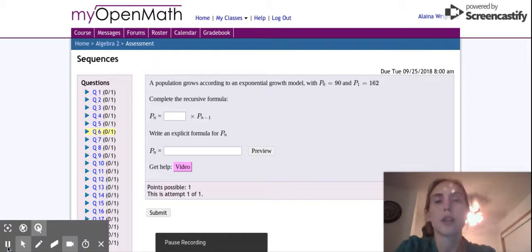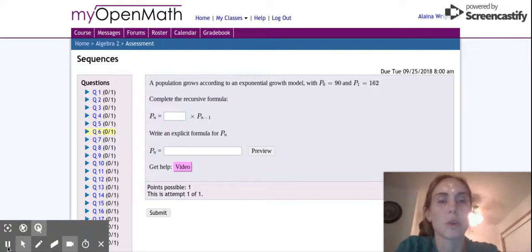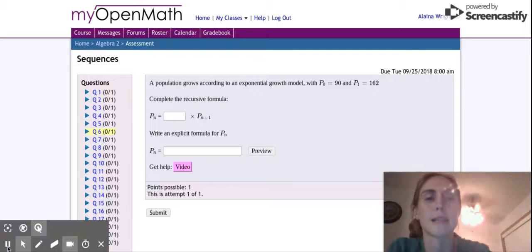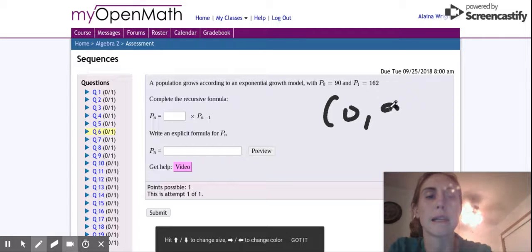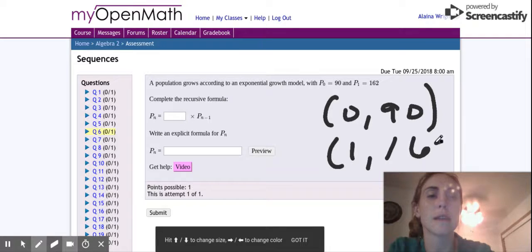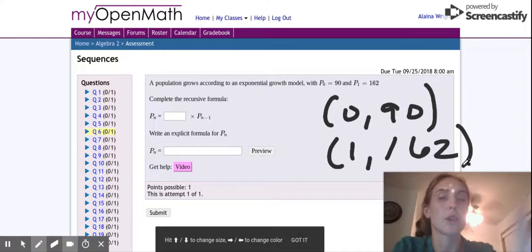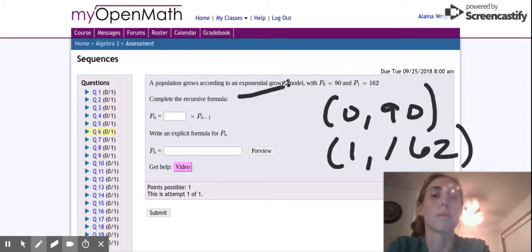So population grows according to an exponential growth model, and they tell us that the initial value when x is 0 is 90, and when x is 1 is 162. Now they told us that it's exponential, so we know we're multiplying to get from one term to the next.